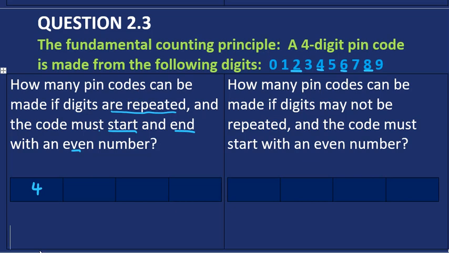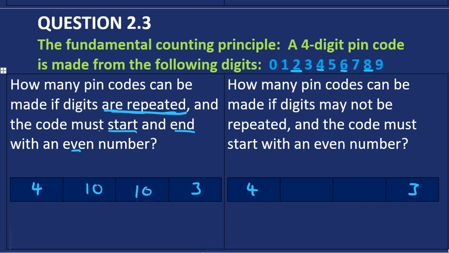And it must also end with an even number. But because you've chosen one of those 4 even numbers, at the end, you only have 3 even numbers to choose from. Remember, one of them is already chosen, right? And of course, it's exactly the same on this side. The only difference is that this side, the digits can be repeated. So if these digits can be repeated, how many digits do you then have to choose from for your second digit? 10.